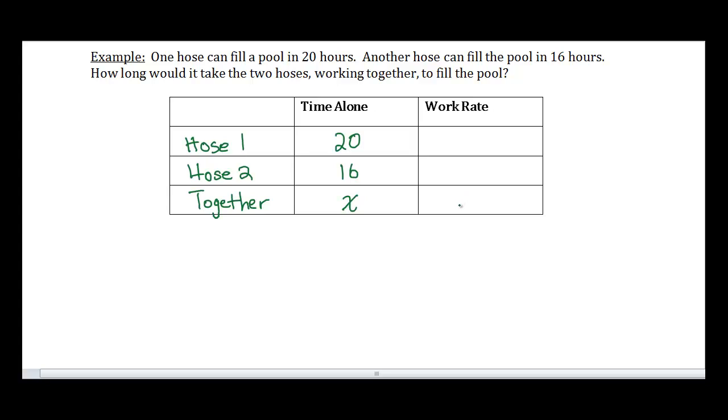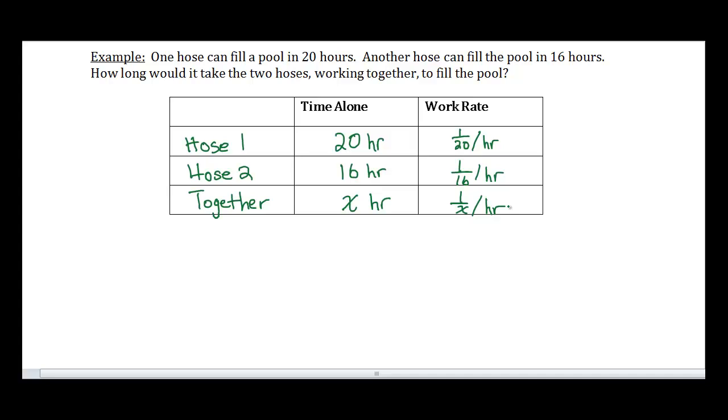Now that we know the times alone, we can find the work rate. If it takes the first hose 20 hours, then the work rate is going to be 1/20 jobs per hour. I should put the units here. Hose 2 takes 16 hours to do the job alone, so in 1 hour, they'll do 1/16 of the job. And together, they take x hours, so we have 1/x per hour. Now that I have this, it's going to help me create an equation.